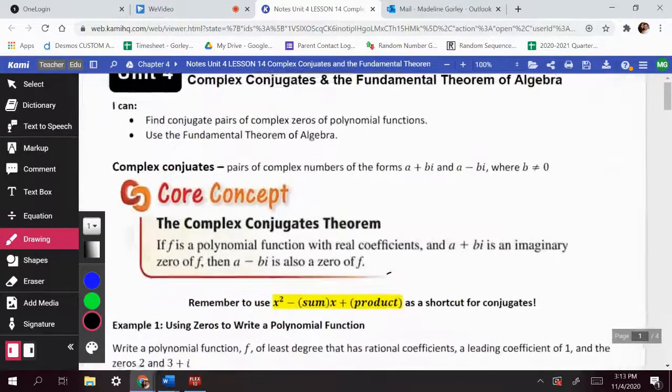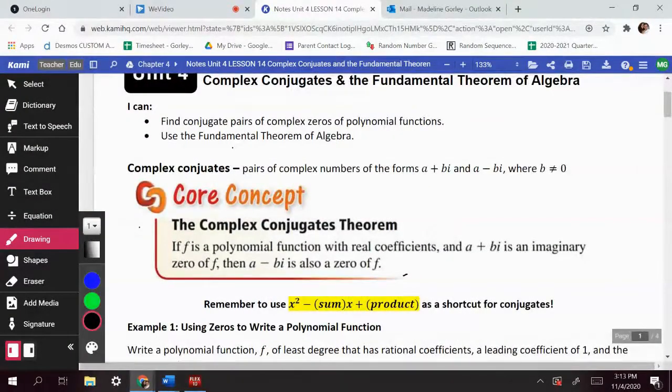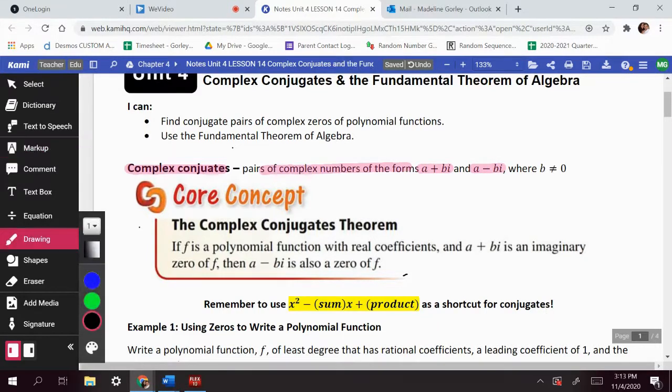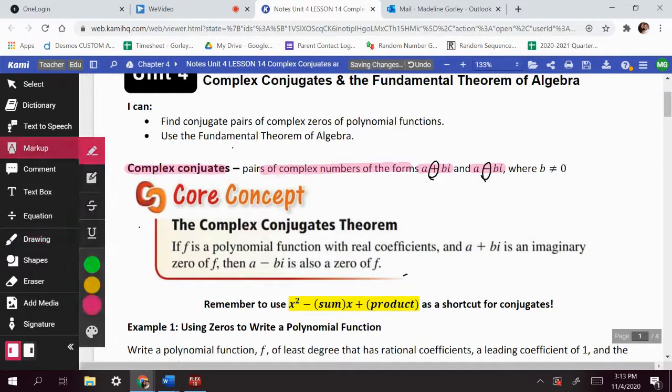In this lesson, I can find conjugate pairs of complex zeros of polynomial functions, and I can use the fundamental theorem of algebra. What are complex conjugates? They are pairs of complex numbers of the form a plus bi and a minus bi. Okay, so they look the exact same, it's just that plus or minus sign varies in between. It's important to note that if f is a polynomial function with real coefficients, and you're given that a plus bi is an imaginary zero, then a minus bi has to also be a zero.